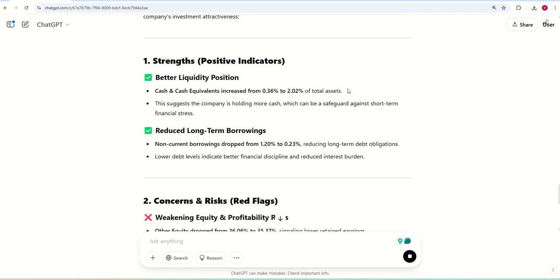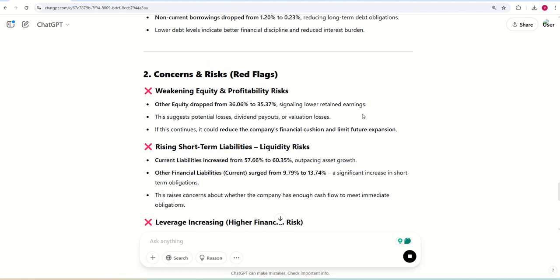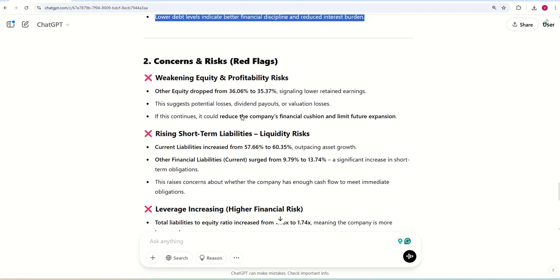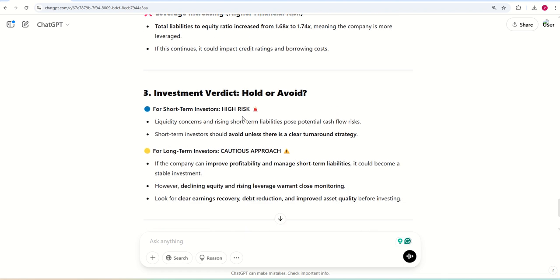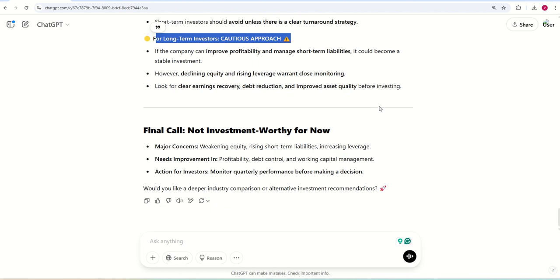It's telling that cash has increased, but we don't know why the cash has increased. That's a separate part of the analysis. Concerns, there are a lot of concerns. Good points are very few. Whether it is for short-term investors, it is a very high risk. Even for long-term investors, it's a cautious approach. Final call, not investment worthy for now.